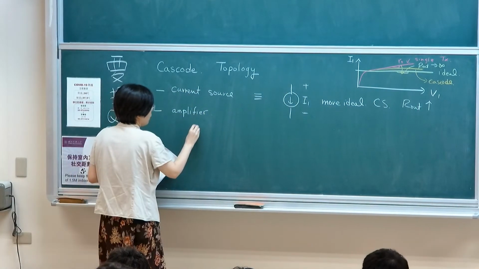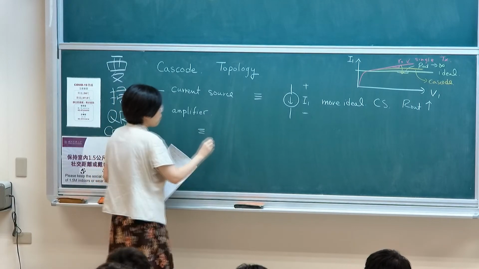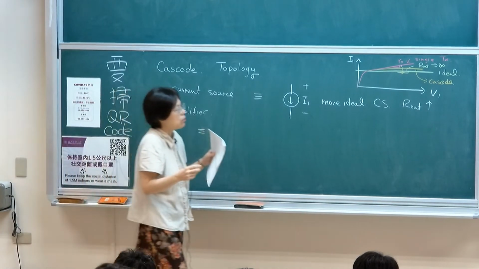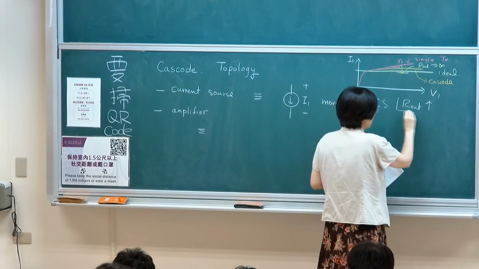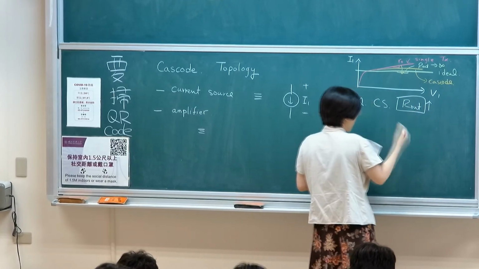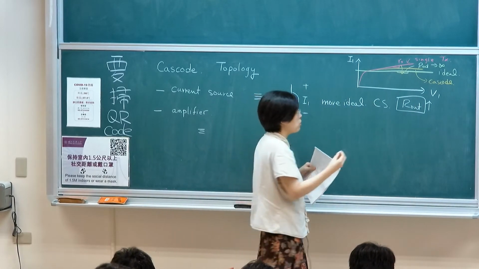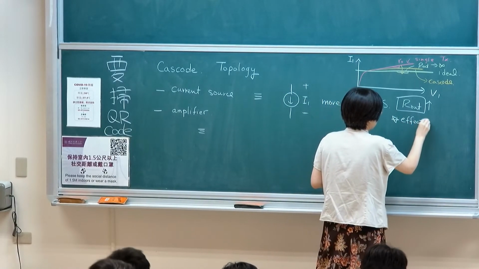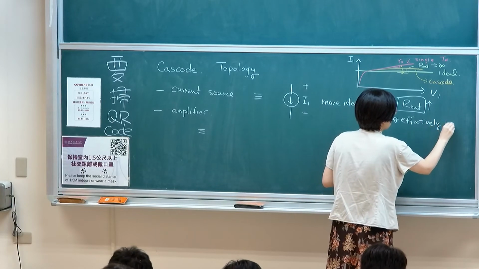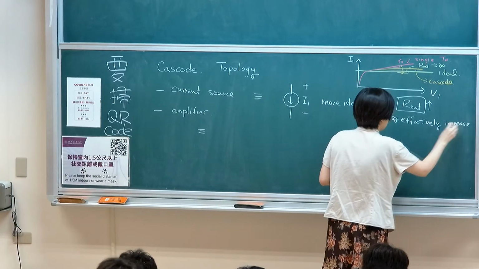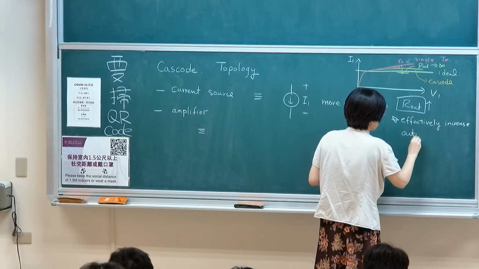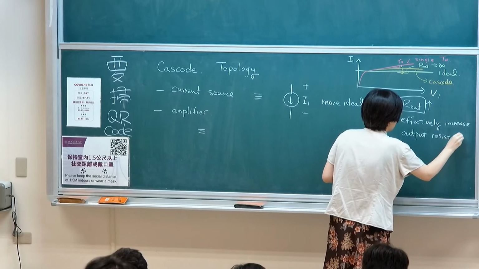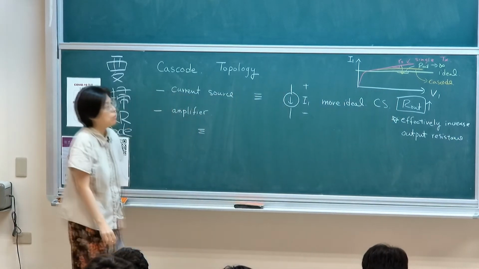The other thing is that you can do an amplifier. The cascade structure topology, the first thing you see is that one of its main features is that it effectively increases the output resistance.